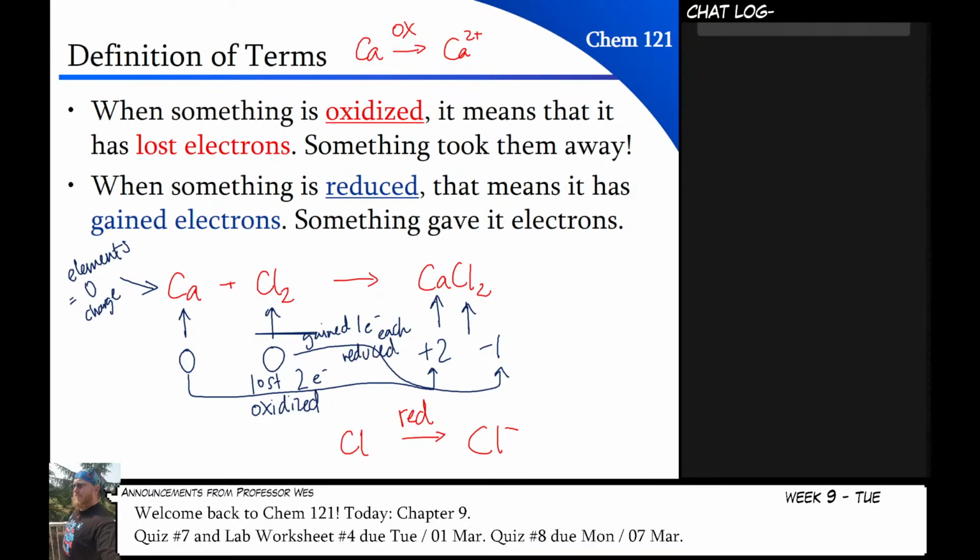So if you were given a reaction like this, calcium plus chlorine gas makes calcium chloride, and I asked you which element was oxidized, you would say calcium was oxidized. And if I asked you which one was reduced, you would say chlorine. So this is the gist of redox reactions. Remember that if something is oxidized, something must be reduced. So it's redox, it's both. You can't only have one unless you're writing like a partial reaction like this. So this is not a full reaction.